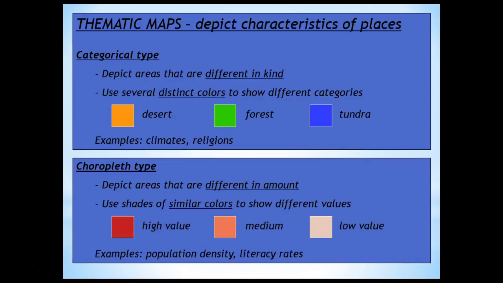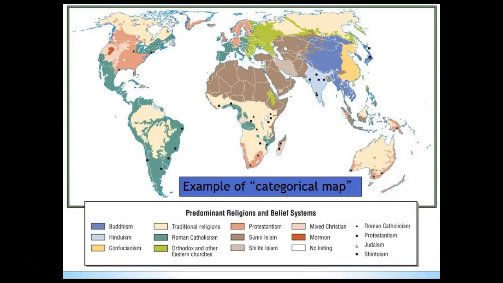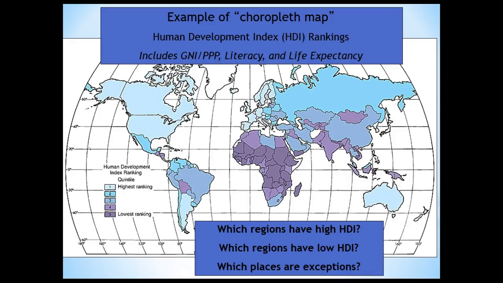So you can see the difference there in like desert versus forest versus tundra, or something where we might think about a high value, a medium value, or low value. So to give some examples, a categorical map shows the difference between belief systems around the world, with different colors representing different belief systems, versus a choropleth map that shows us the different regions of the Human Development Index, places with a high level of development versus a place with lower level of development.